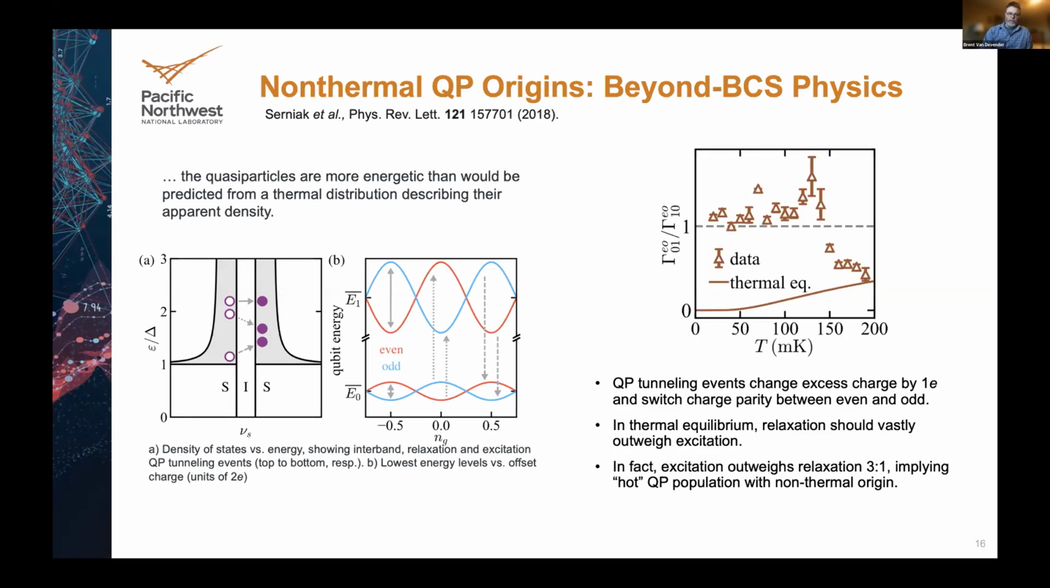The cold quasi-particles just don't have enough energy to raise the level of the qubit. But the fact is that the excitation outweighs relaxation 3 to 1. And so they must be, I use hot in quotes, they're high energy. Thermal may not be the way to describe them.